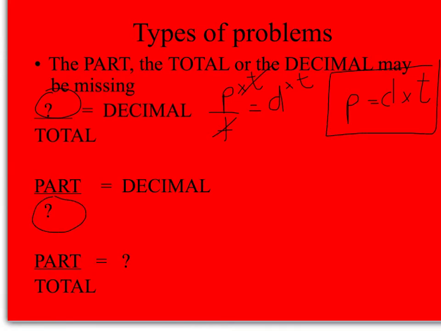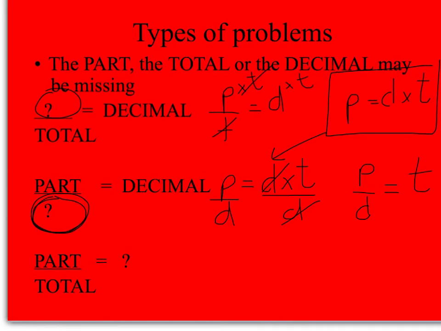So now here the total is missing. I'm going to use this equation from up there. So the part is the decimal times the total. I want the total all by itself because that's what I'm looking for. So I'm going to divide by d and divide by d so that I get the t all by itself. Those cancel out because there's one on the top, one on the bottom, and I'm left with p over d on the other side. So part over decimal is the total.